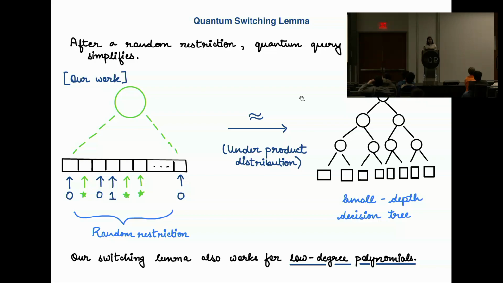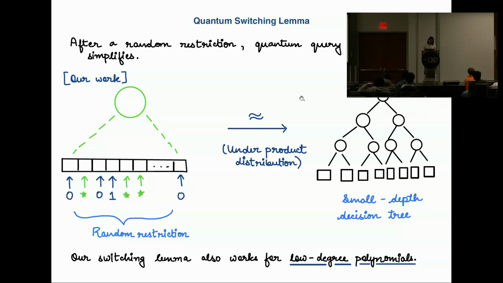Note that there is one difference from the classical setting. Now this decision tree will make an error on some inputs. However, if your input distribution is a product distribution, then this fraction of inputs will be very small, regardless of what product distribution you pick. So this decision tree is making an error on a very small set of inputs.